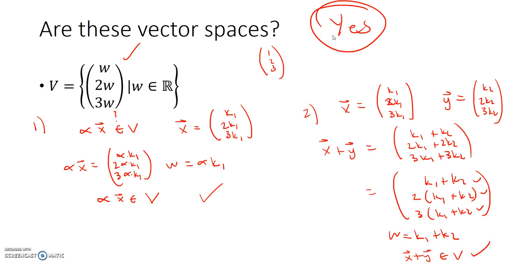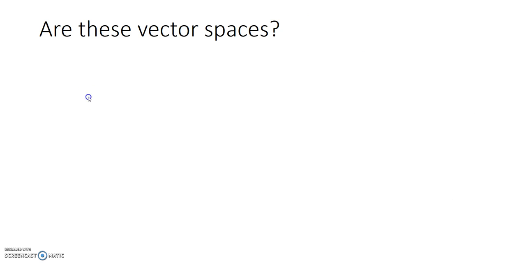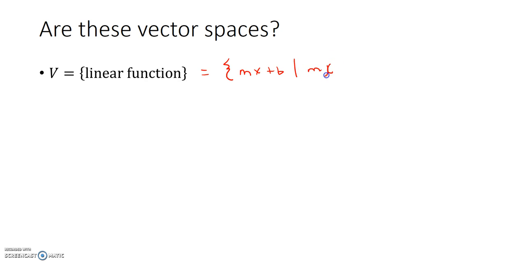Okay, we would need to check those 8 axioms, but since all those properties hold for vectors, we're in good shape. What about where we're not actually dealing with vectors? What about linear functions? Well, first of all, we've got to think about what we think of as a linear function. In general, we would call this something of the form mx plus b, such that m, b are real numbers. So any real numbers will do. The 0 function is still a linear function. A constant function is a linear function.